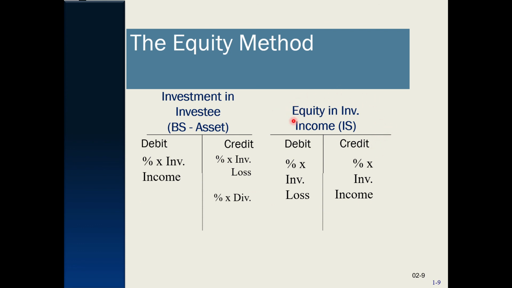And the equity in investee income is reported on the income statement. So a credit would increase this account, a debit would decrease it. Our share of the investee net losses will decrease this account, and our share of the investee's income increases it. We're just going to keep track of these T accounts as we go along the different presentations and see the effect of transactions that the two companies engage in.